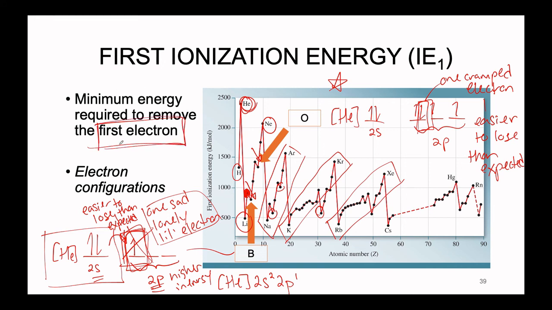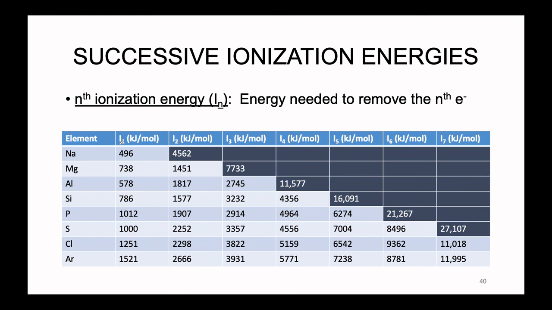If we're just losing the first, what happens with those elements where it's actually easier to lose multiple electrons? Things like calcium 2+ or aluminum 3+, which we've already introduced. Well, for observing that trend, we need to discuss successive ionization energies. This is the ionization energy necessary for every successive electron lost, and the nth ionization energy, or I sub n, is equal to the energy needed to remove the nth electron.